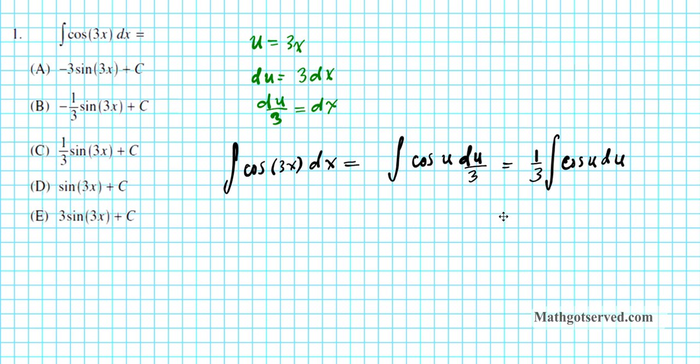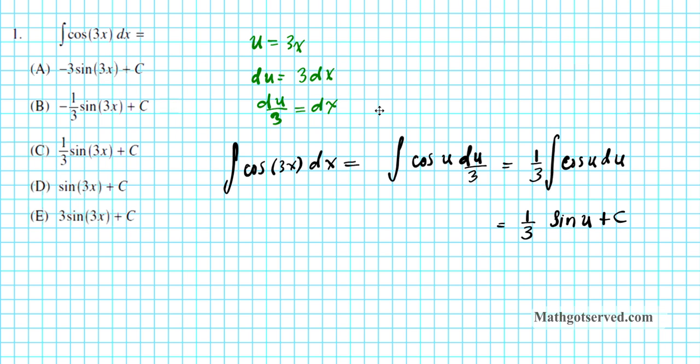Now, what's the antiderivative of cosine? Antiderivative of cosine is sine u plus c. Now, one common mistake most students make is they don't remember if it's plus or minus. So you ask yourself, when you differentiate sine, do you have a sign change? Remember, the derivative of sine is positive cosine. Hence, when you integrate cosine, there is no sign change. So that's why we have a positive here.